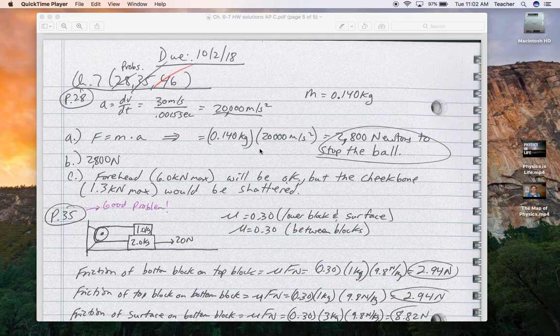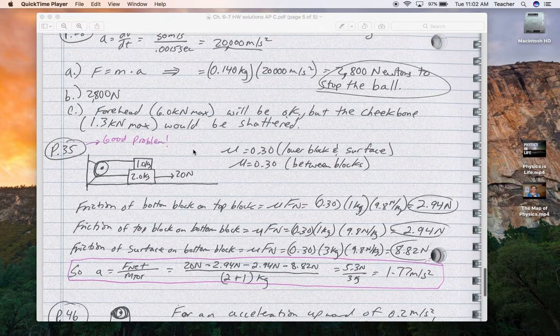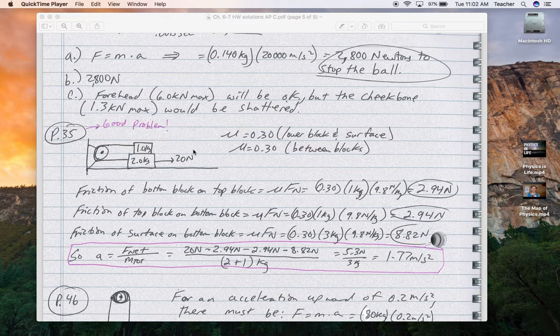P28. Ooh, this is the one with the cheekbone in the forehead. I'll let that go. Problem 35 is actually a really good problem. Hopefully we go over that in class.